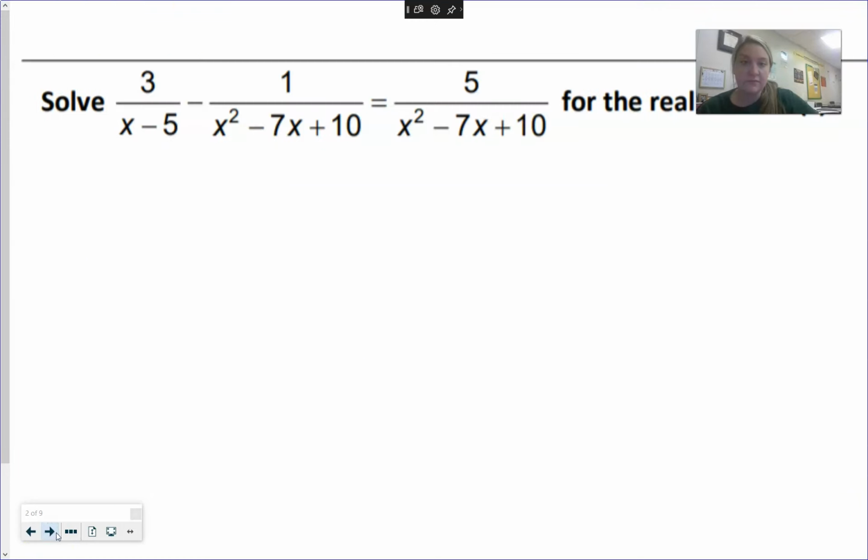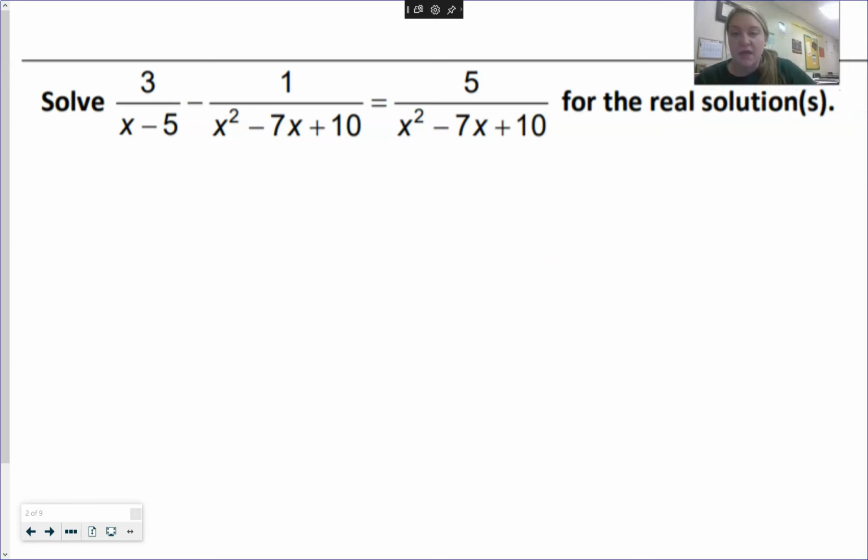This one I have 3 over x minus 5 minus 1 over x squared minus 7x plus 10 equals 5 over x squared minus 7x plus 10. Now this is a minus, so just like last time, I'm going to distribute this minus sign up here to the 1 and make it into a plus. So that's first for this one. Now I'm going to factor my denominators.